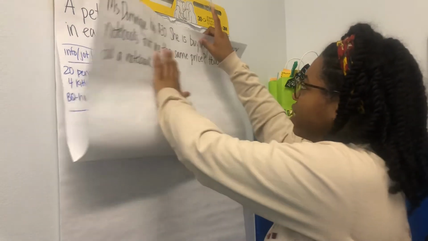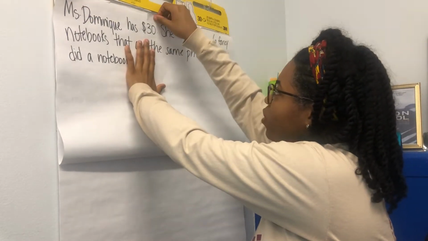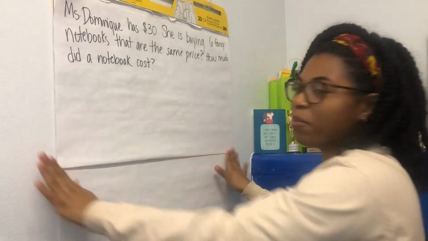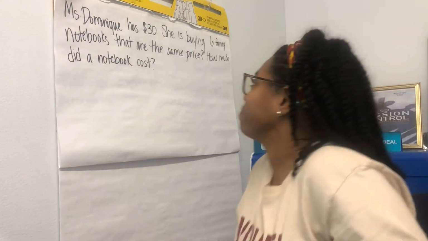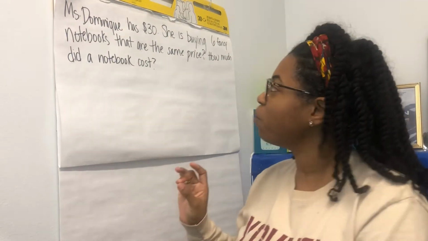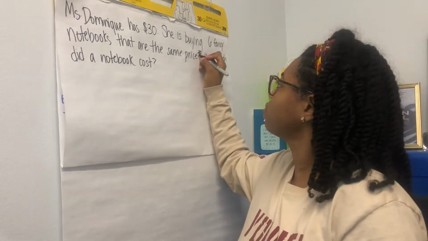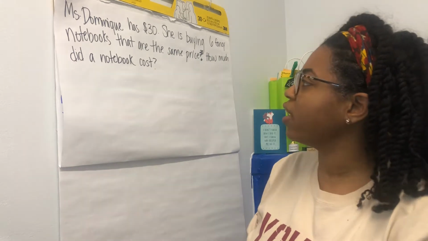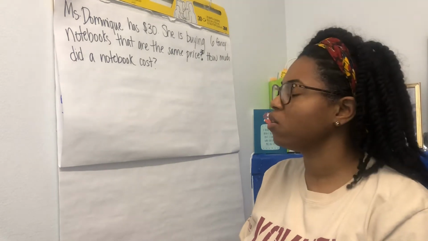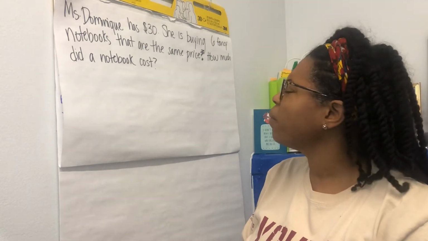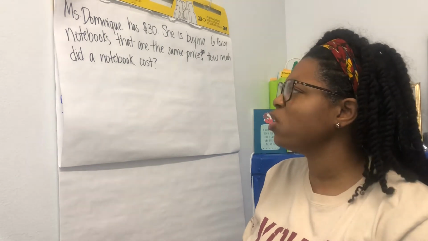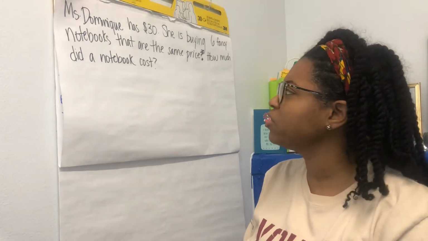Okay, here's the next one. Oh, it's about me. Ms. Dominique has $30, not that much money. She's buying 6 fancy notebooks that are the same price. How much did a notebook cost? Let me read it again. Ms. Dominique has $30. She's buying 6 fancy notebooks that are the same price. How much did a notebook cost?